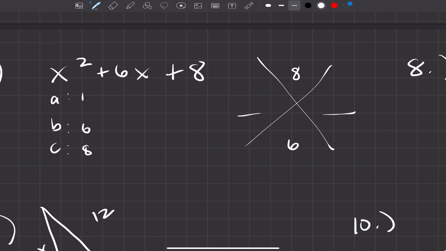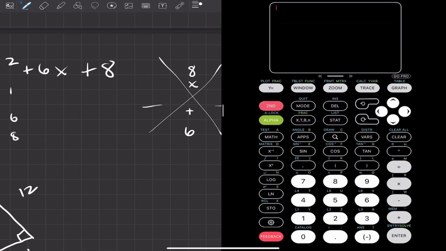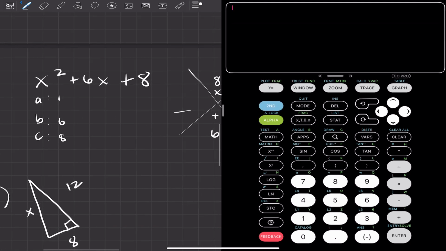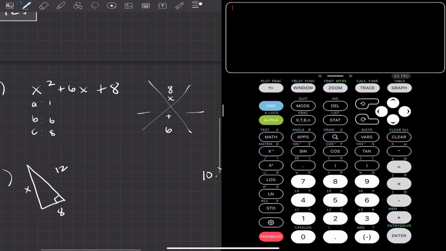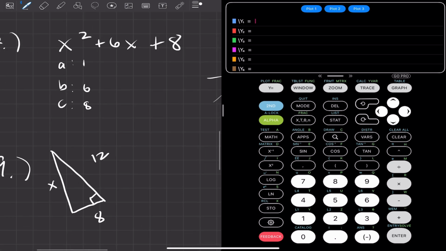You need 2 numbers that multiply together, it'll give you 8, and using those same numbers, they should add up to 6. So let me go ahead and show you a calculator trick. What I'm going to do is I'm going to press y equals, and then for y1, you're going to put your c value, which is just 8. So you're going to do 8 divided by x, and then you're going to go to y2 by pressing the down arrow key, and you're going to do 8 divided by x plus x.